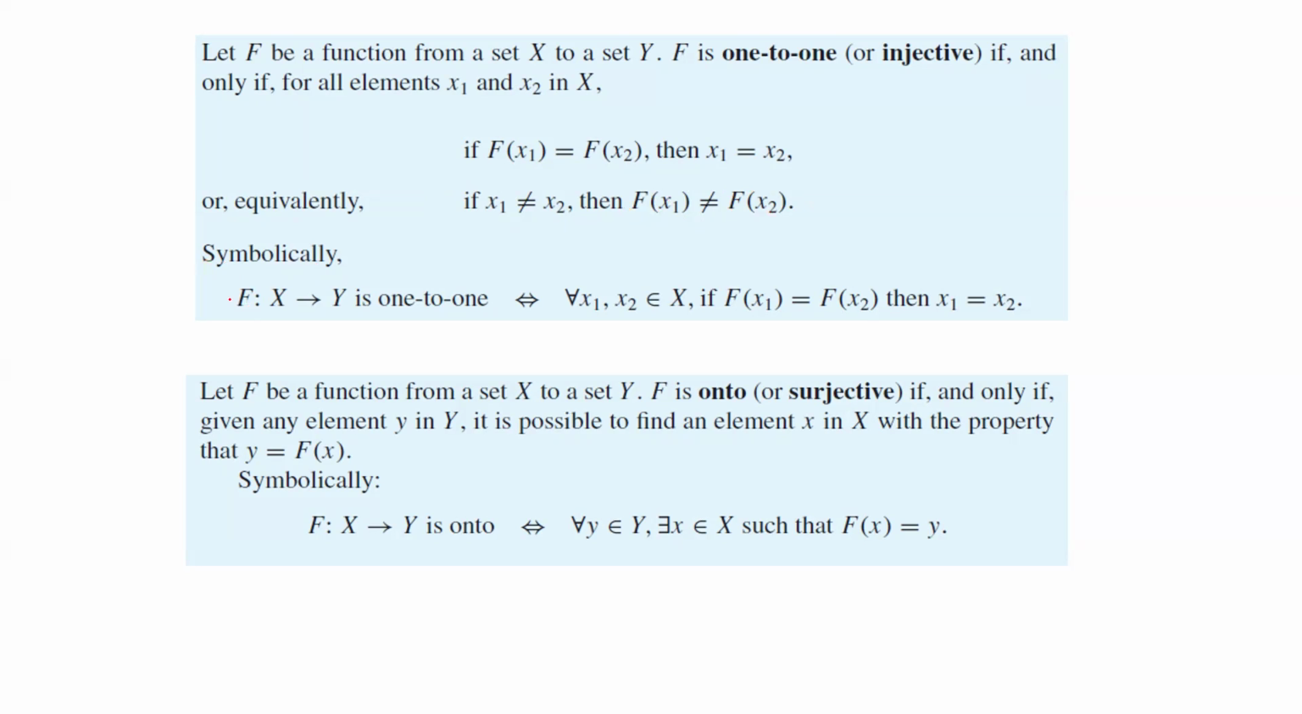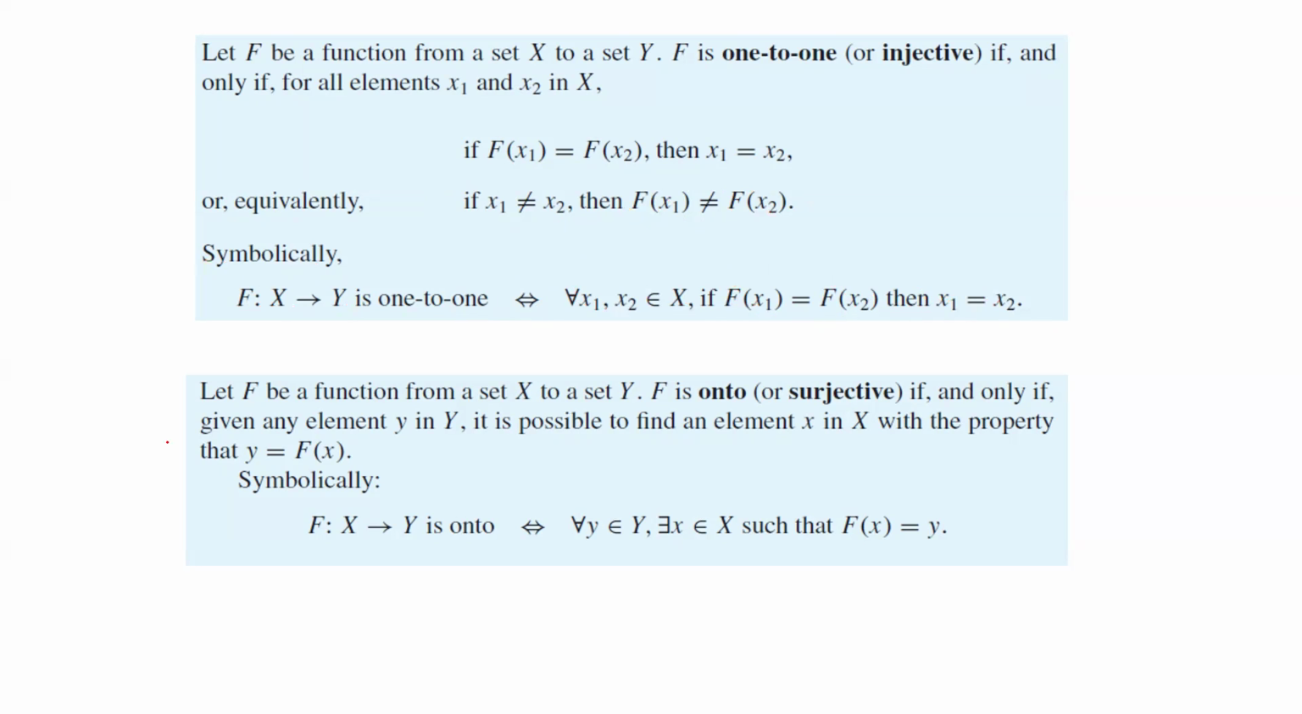Symbolically, function f that maps X to Y is one-to-one if and only if for every x1 and x2 in the domain, if f of x1 is equal to f of x2, or if the output values are equal to each other, then you can conclude that input values are equal as well.